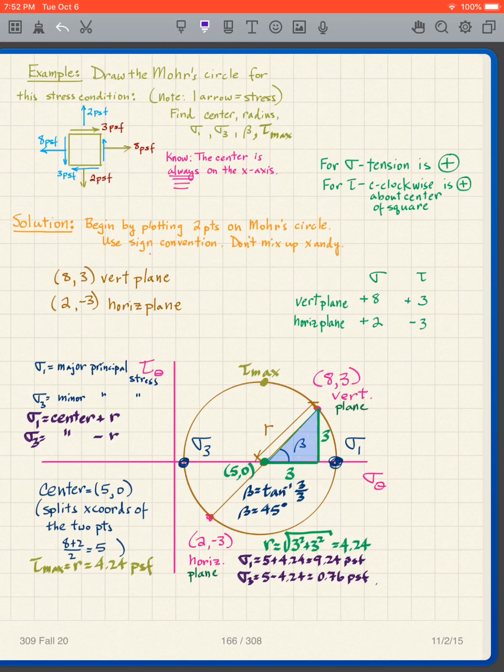And I'm going to plot one point, vertical plane 8, 3. So I come along here and draw it to scale. It helps a little bit. Approximately to scale. Doesn't have to be exact. I put 8, 3. And then you really need to write this, 8, 3, that's the stress on the vertical plane. Okay, so we've written it right like that. 8, 3 on the vertical plane. This is 2, negative 3 on the horizontal plane. So I come over 2, down 3, 2, negative 3 on the horizontal plane. You need to write the horizontal plane for important reasons later.